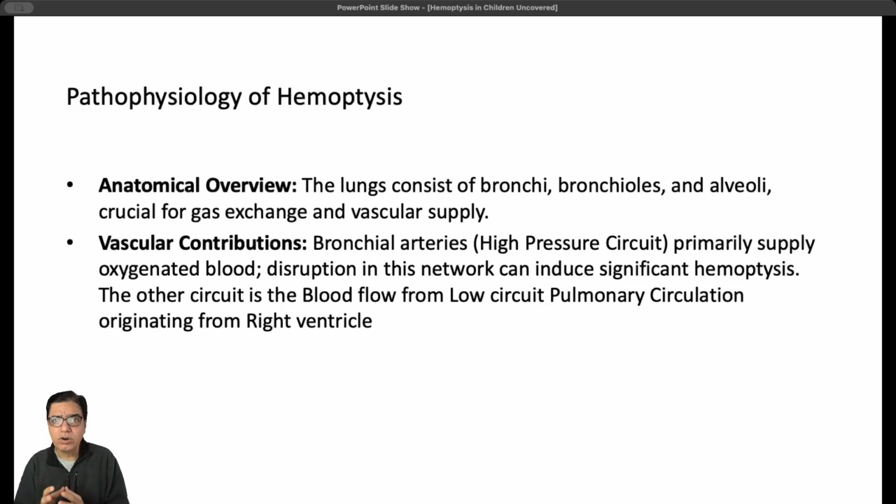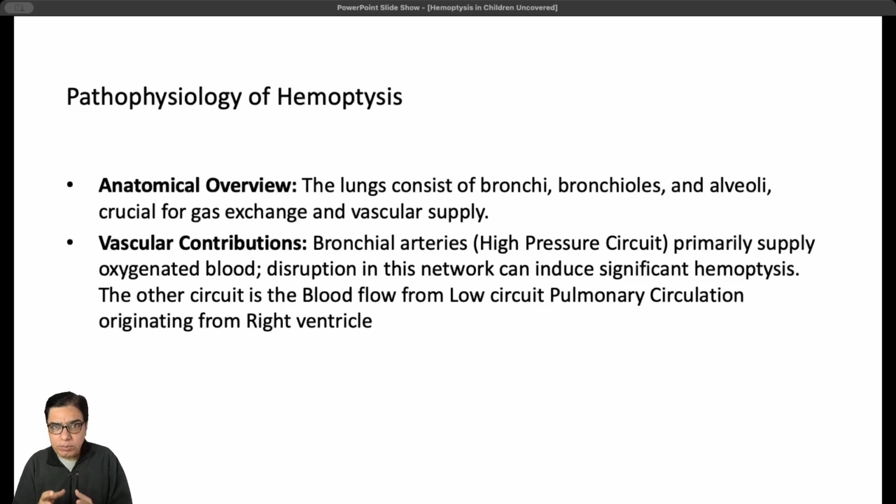Then we also have the low pressure circuit which brings most of the blood volume into the respiratory tract. The low pressure circuit is your deoxygenated blood which is coming through the right ventricle, and it is coming for the purpose of getting oxygenated and getting carbon dioxide offloaded. So that is the low pressure circuit.